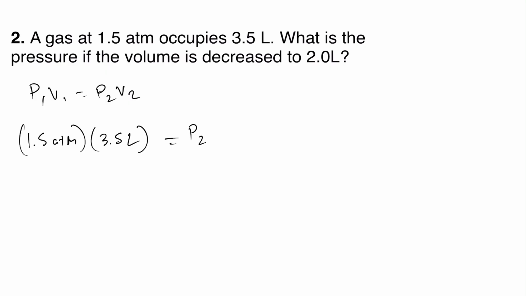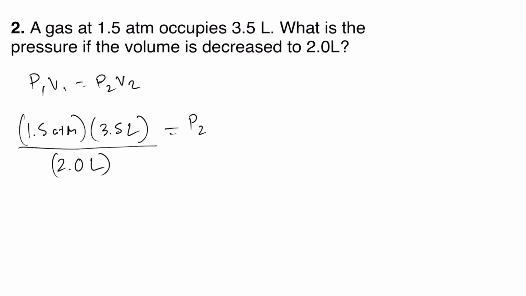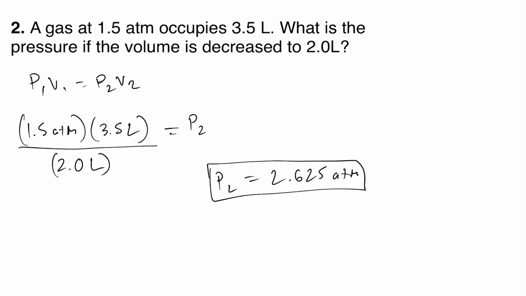So we're going to isolate for P2, and we're going to have to divide by the final volume, which is 2.0 liters. And just quickly thinking about this, if we decrease the volume, since we're going from 3.5 liters to 2.0 liters, the pressure is going to have to increase since it's an inverse relationship. And when we plug this into the calculator, we're left with a final pressure of 2.625 atm, which in fact increased from the original 1.5 atm.